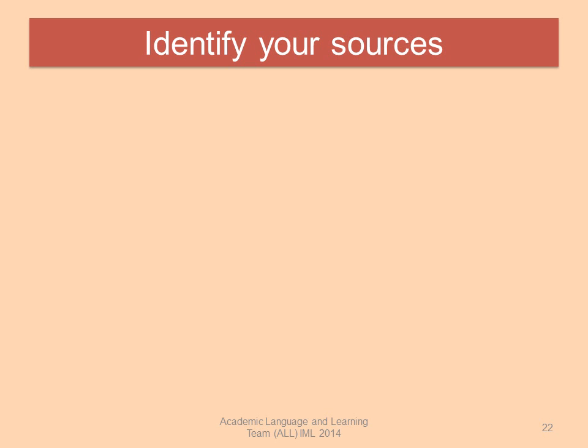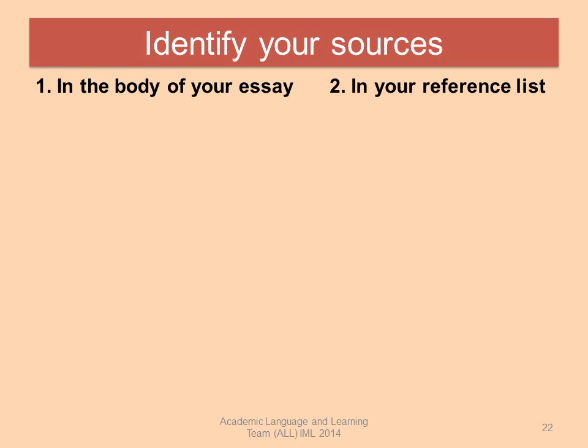But generally speaking, all essays have to identify their sources, and that means we have to use the Harvard referencing system. So identifying your sources occurs in 2 ways. When you're writing your essay, every piece of information from another source has to have an author and a year. And at the end of your essay, you have your reference list.